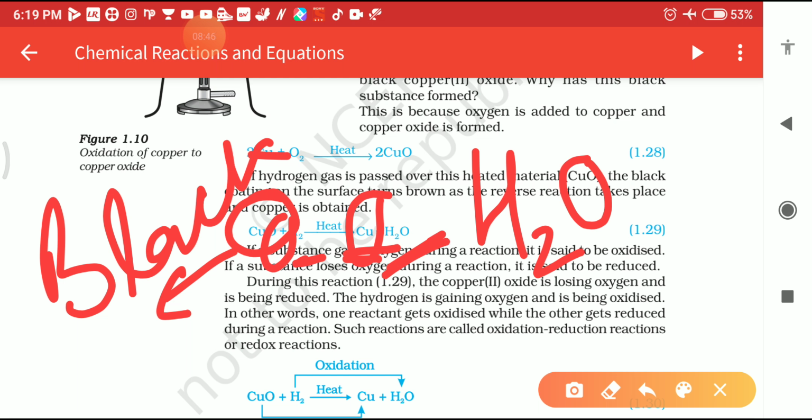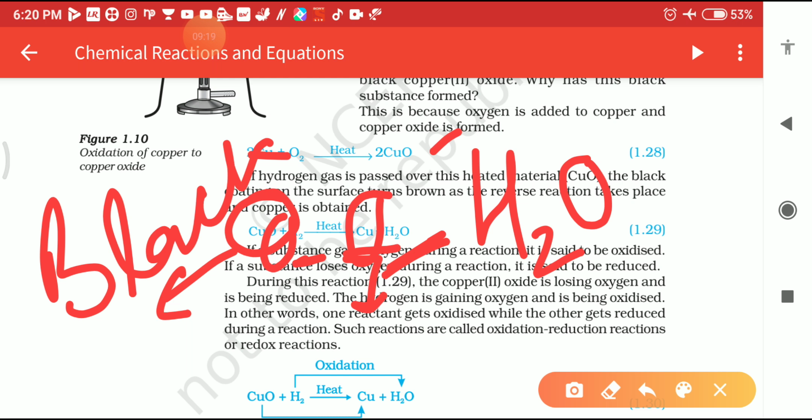Then copper is separated here and water is separated, which means a reverse reaction takes place. When copper is heated in the presence of oxygen, it gives rise to copper oxide, or copper(II) oxide, both are the same thing here. And when hydrogen gas is passed over the copper oxide, it gives copper plus water. Copper again comes back to its original form. So this is all about copper(II) oxide.